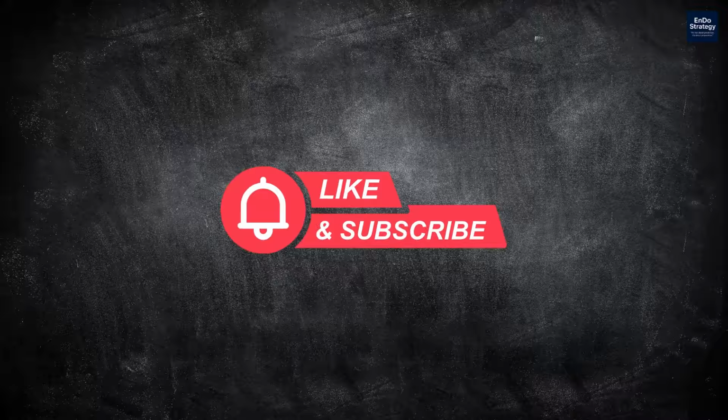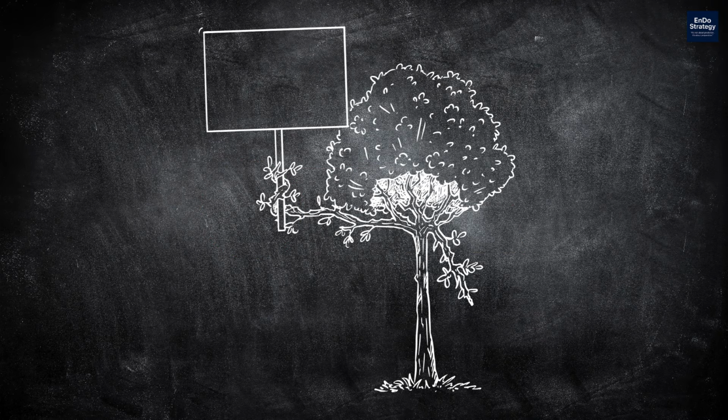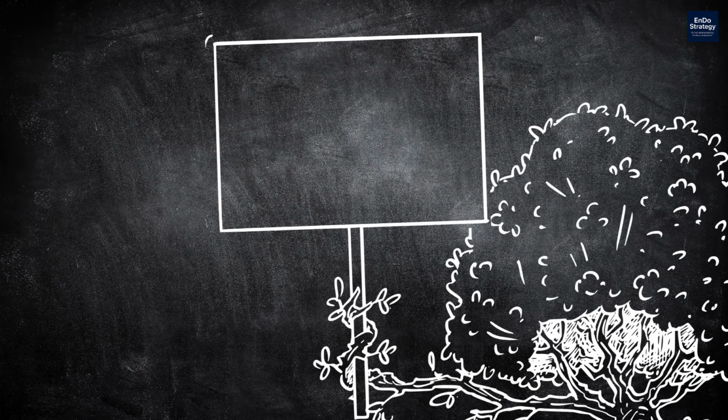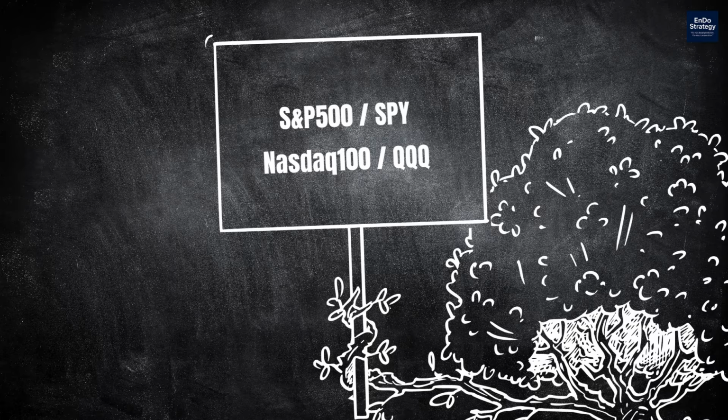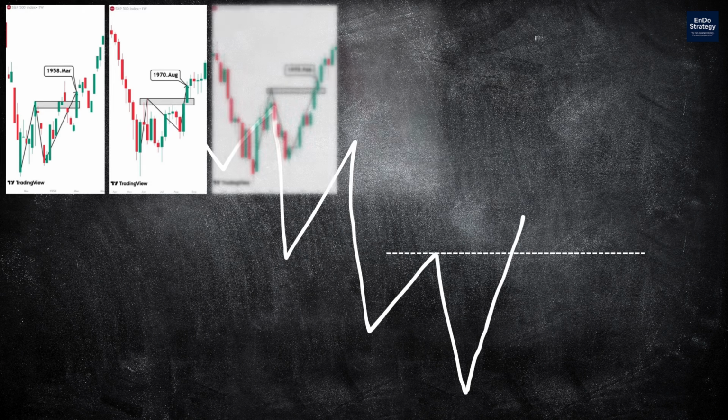This is because throughout the entire historical data for both the S&P 500 and the Nasdaq 100, every downtrend has transitioned into an uptrend in this exact way.